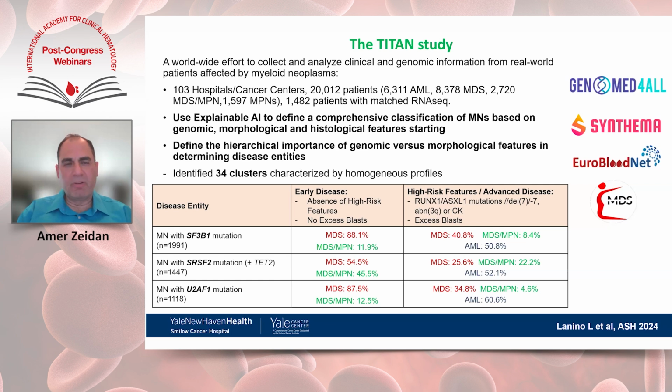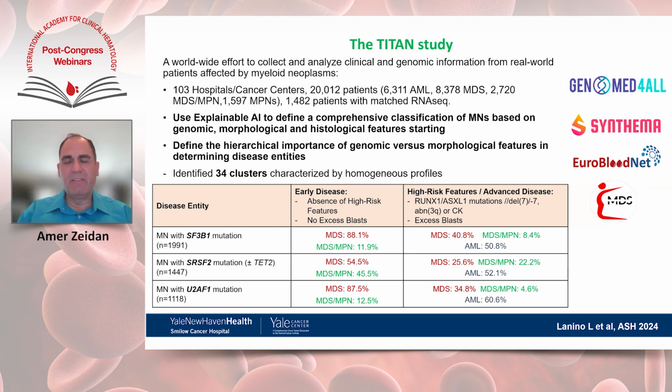This effort involved more than 100 hospitals that contributed more than 20,000 patients with different myeloid malignancies, including AML, MDS, MDS-MPN overlap, and MPNs. And some of them had matched RNA sequencing data. Also, what I think was very interesting in this approach is that explainable AI was used to try to derive a comprehensive classification that does not limit itself to one disease entity like MDS or AML, but tries to understand on a spectrum how we can use genomic data to inform the classification schema.